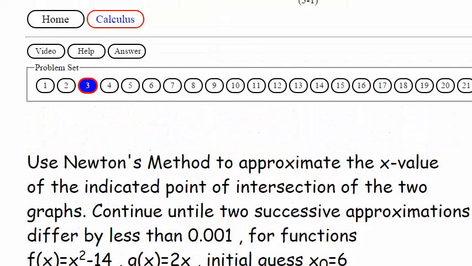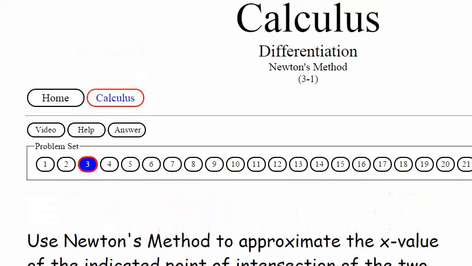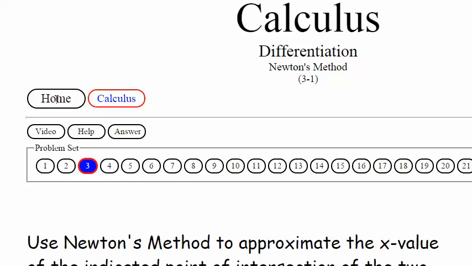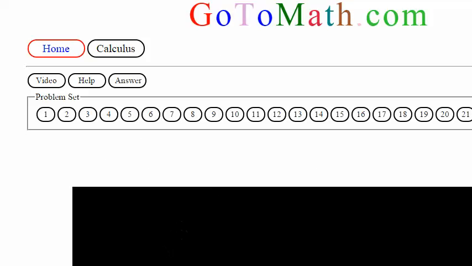All right. Well, I think that's going to be it for Newton's method for a while. I think you got the idea of how to use Newton's method.